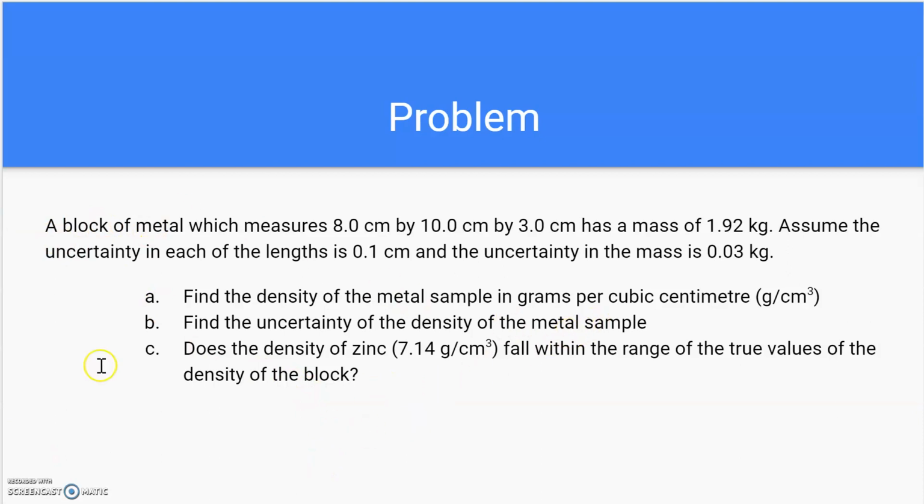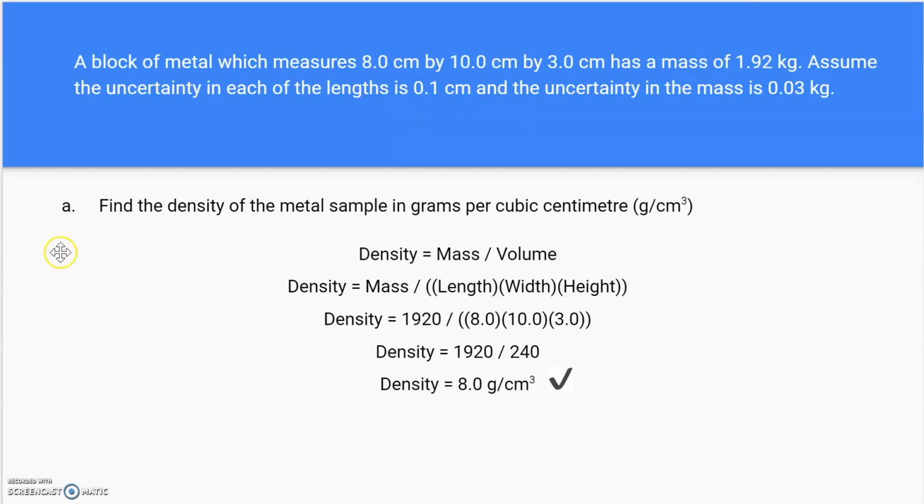So let's get to part A of the problem. Part A asks us to find the density of the metal sample, and it specifies the units. Now let's recall that density is mass divided by volume. We have a mass value, which is 1.92 kilograms. It's given to us. However, the volume is not directly given to us, and we're going to have to calculate that volume before getting to calculate the density.